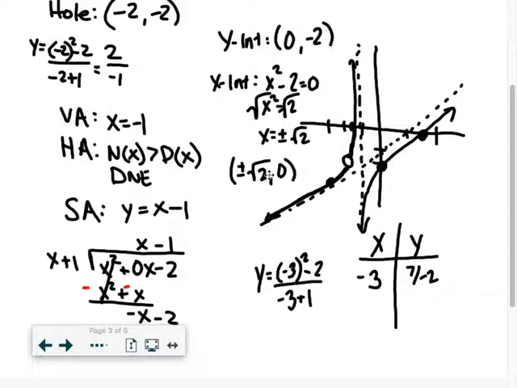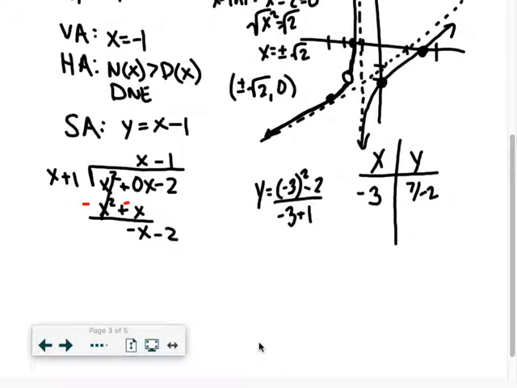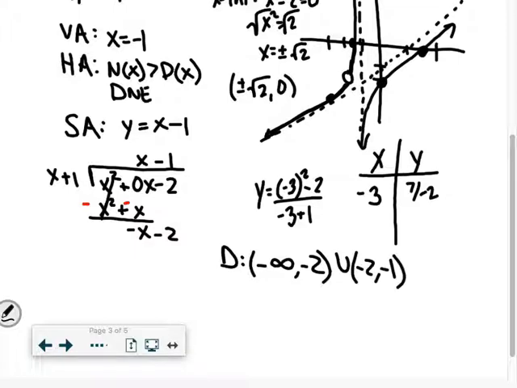Okay. So for my domain, running out of room up here, I'm going to do negative infinity to negative 2. That's where my hole is. In union with negative 2 to negative 1, that's where my vertical asymptote is. In union with negative 1 to infinity. So there's two places on the x-axis where no graph shows up. Once at the hole, once at the vertical asymptote.